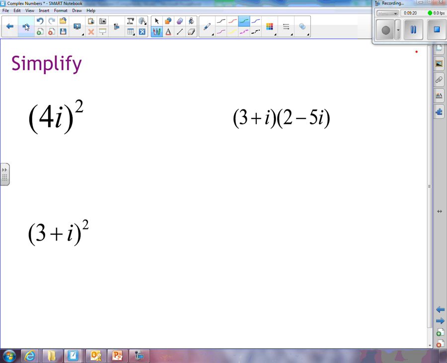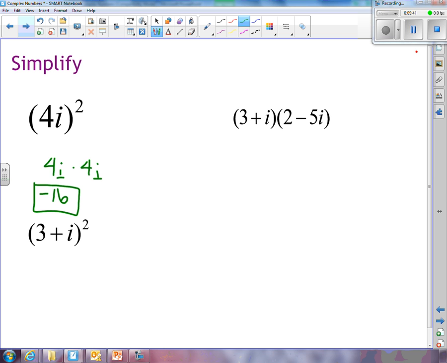So now let's try to get into ones where we have multiplication going on. So here I have 4i, the quantity squared. That really means 4i times 4i. Well, 4 times 4 is 16. i times i is i squared, and i squared is negative 1, so the 16 becomes negative.